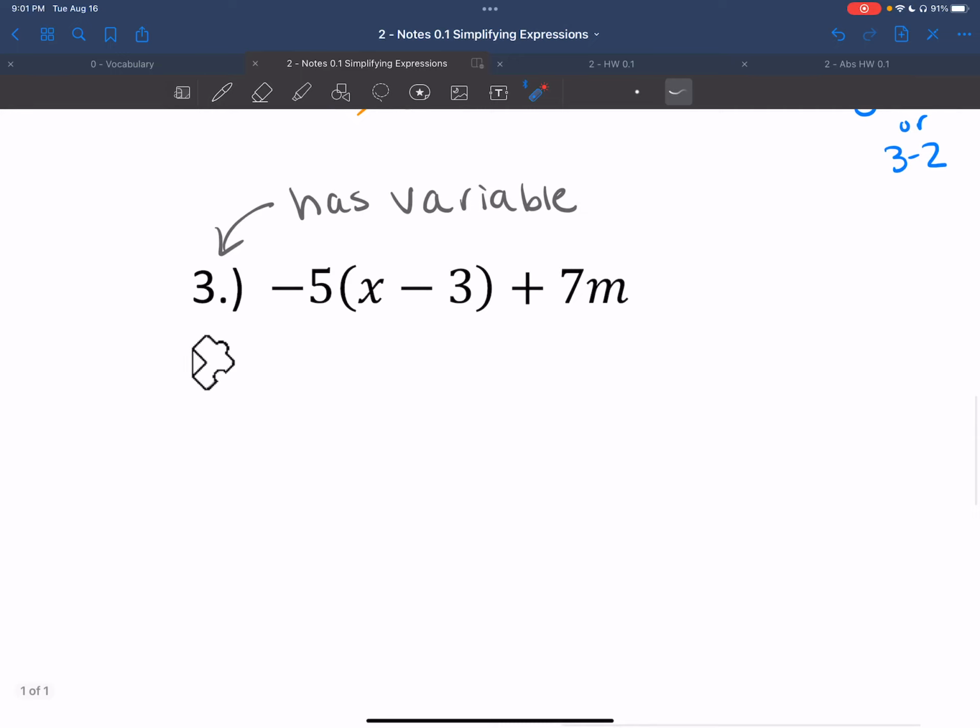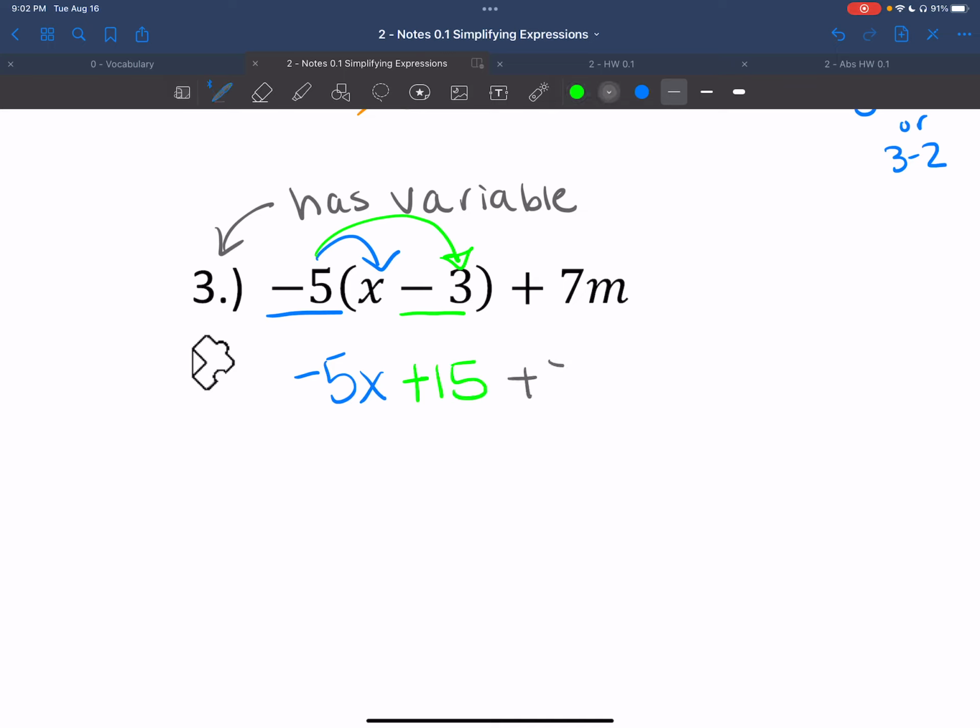Next up, we have number 3. So this one we do have a variable. And in this one, my negative 5 is in front of the parentheses. So negative 5 times x gives me a negative 5x. And then negative 5 times negative 3, include the sign, remember, gives us a positive 15.